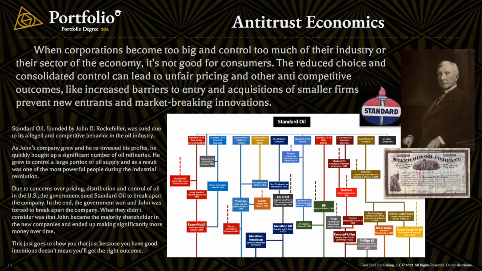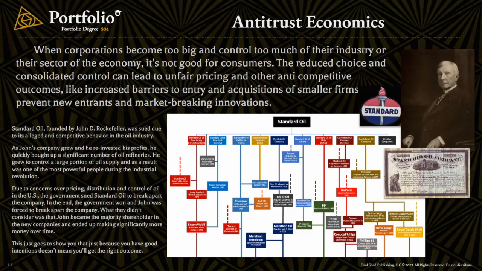And after some messy trials and some political theatrics, ultimately the government did win the case and John was forced to break apart his company. Now, what they didn't consider was that John was still the majority shareholder in all of the new companies. And at least from a monetary perspective, he ended up making significantly more by owning all the different corporations than he ever did by simply owning Standard Oil.